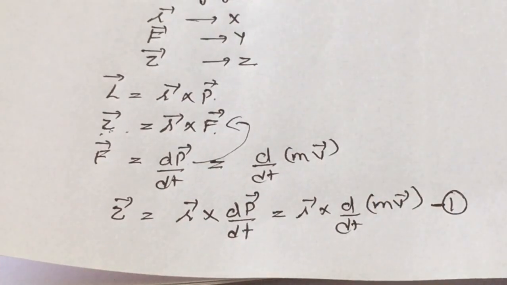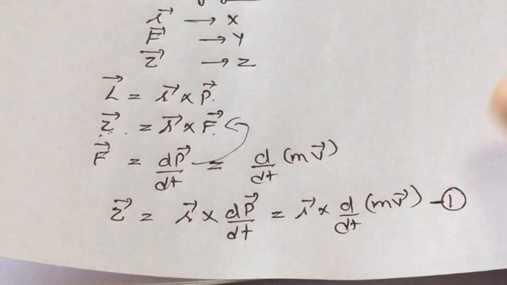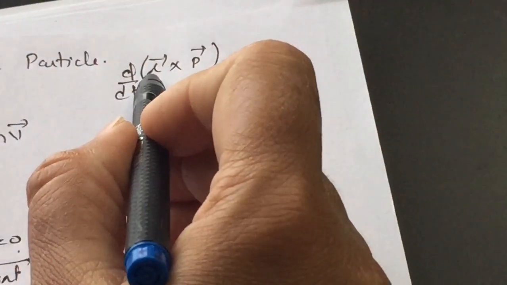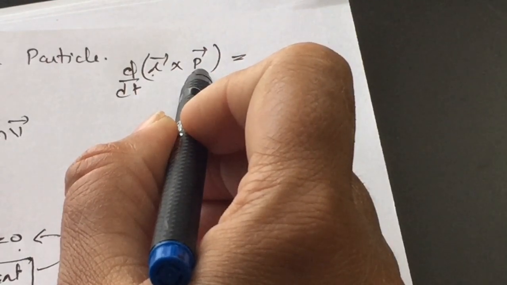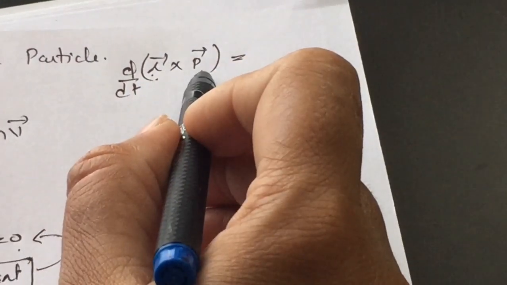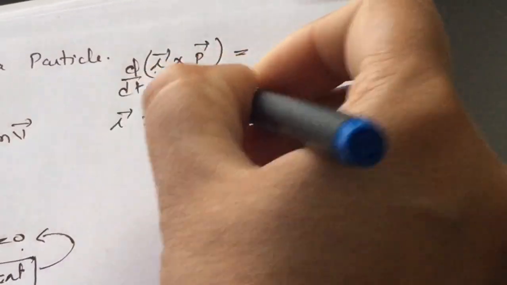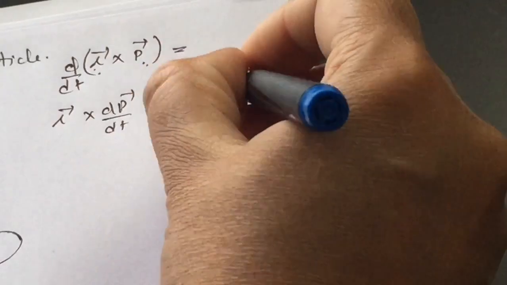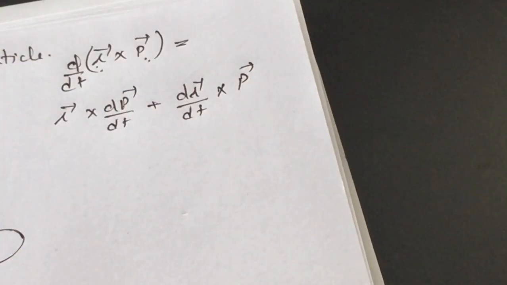Now we have to find out for angular momentum, and the angular momentum is given by L is equal to r cross p. If we differentiate this r cross p with respect to time, what will we get? First of all, we take r as a constant and differentiate p with respect to time. In the second term, we differentiate r with respect to time and take p as a constant. Then r cross dp upon dt plus dr upon dt cross p, and instead of p we can put the value of p, that is mass into velocity.